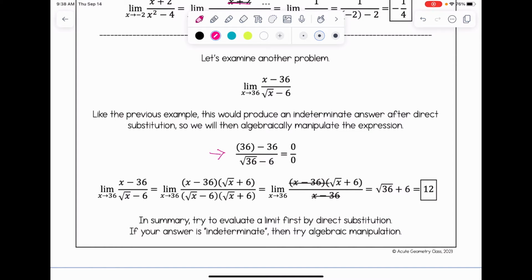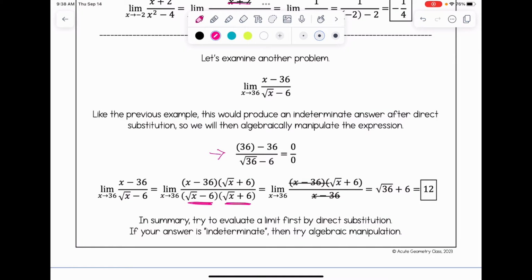So if I have x minus 36 over radical x minus 6, what I'm going to do is multiply the numerator and denominator by an equivalent of 1, but I'm going to multiply it by the conjugate of what is already in the denominator. So since this was radical x minus 6, notice the minus, I'm going to now multiply by radical x plus 6. Okay, and you'll see why this works in a second.